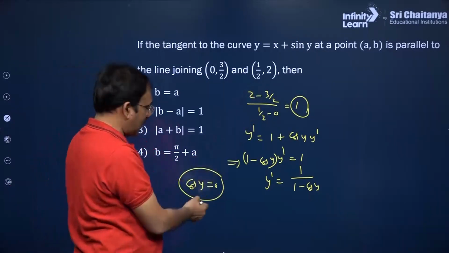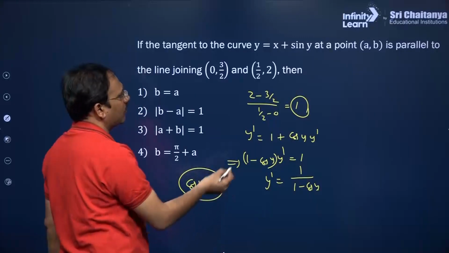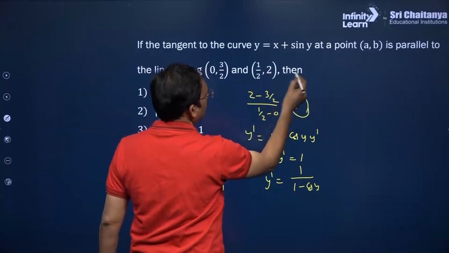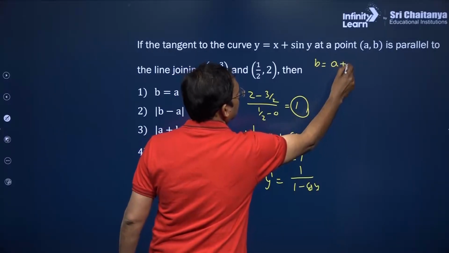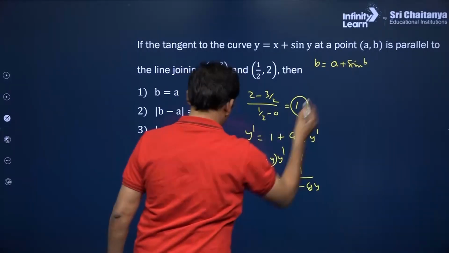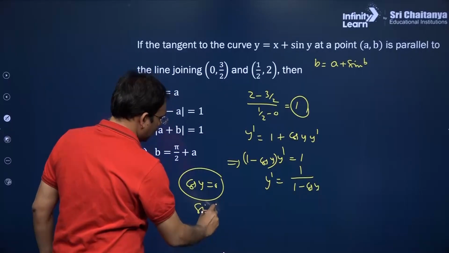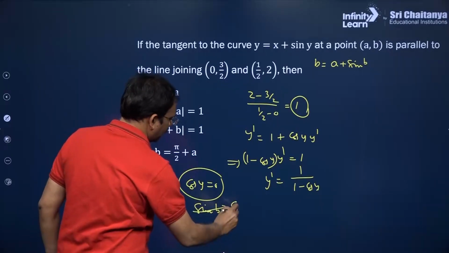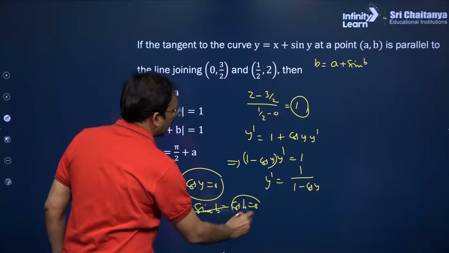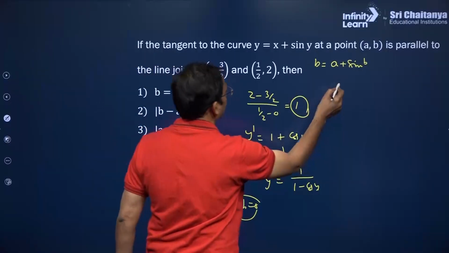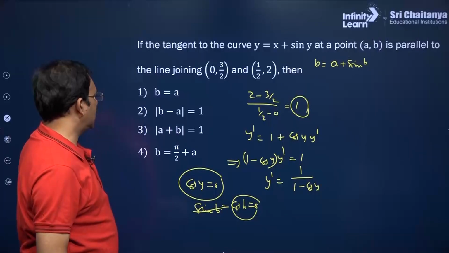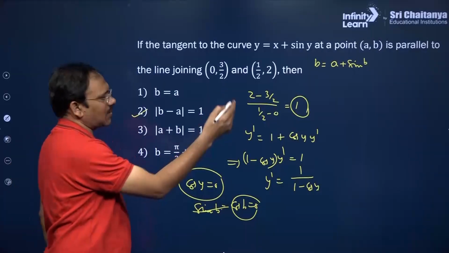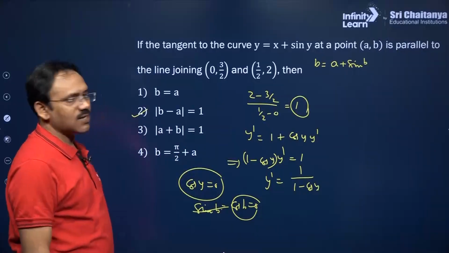So when it is an odd multiple of pi by 2, my dear friends, at the point a comma b, b is equal to an odd multiple of pi by 2. If you substitute, b is equal to a plus sin b. When sin b is an odd multiple of pi by 2, cos b is 0, sin b will be 1 here. So b minus a is equal to 1, of course plus or minus 1. So mod b minus a is equal to 1.